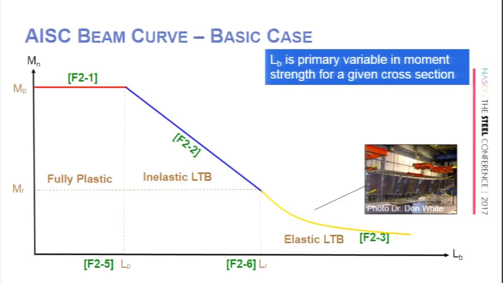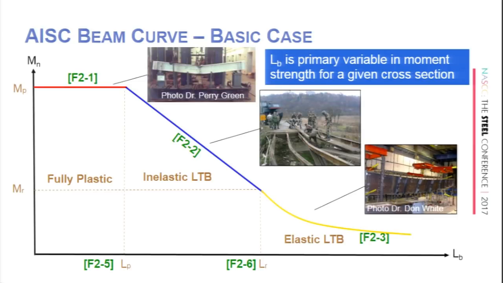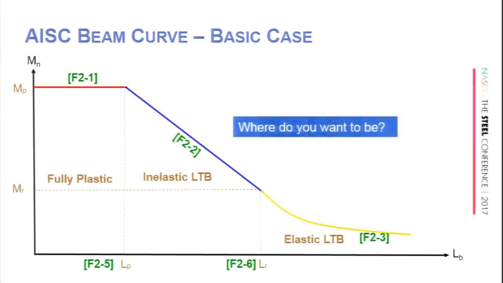And then finally, if we have the correct unbraced length, we can actually achieve a full plastic moment capacity of our cross-section, which we'll talk about in just a second. So these three behaviors are all described based on our unbraced length.